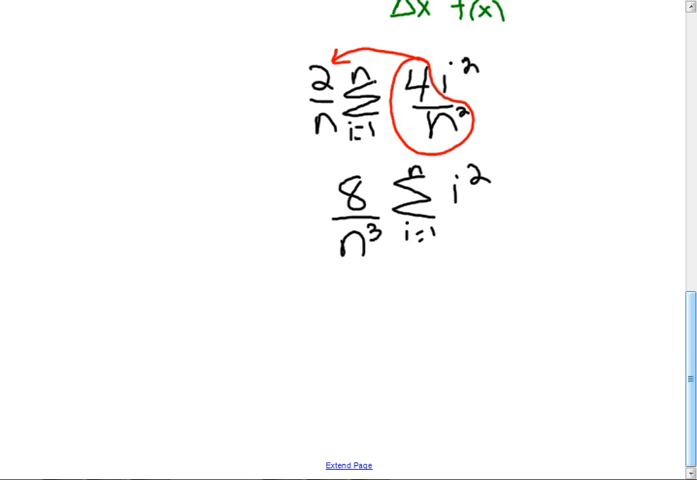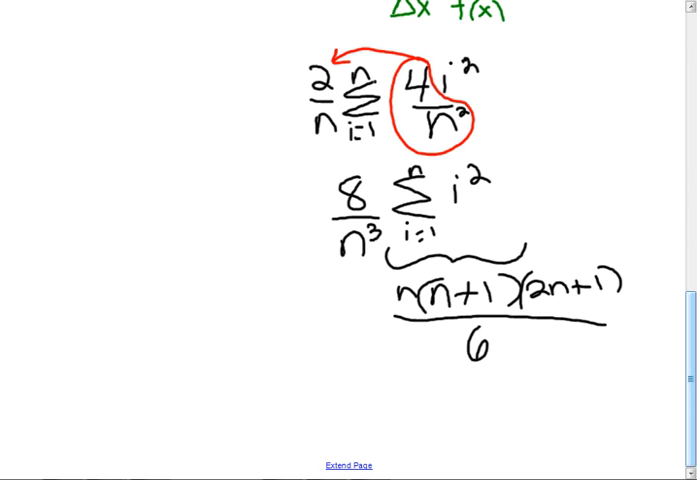Some mathematicians a long time ago figured out what that would be. This thing ends up being, I think I'm right, n times n plus 1, 2n plus 1, oh, I'm missing an n, over 6. And you would substitute that up in here in place of the sigma, and you would do all the algebra and simplify it, and you will end up getting 8/3 is what you should get. A lot of work.